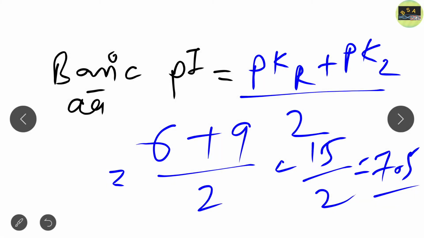Now guys, I want to give you a task. You have to complete the calculation part for lysine and arginine as well. If you can complete it, then you may comment in the comment box.